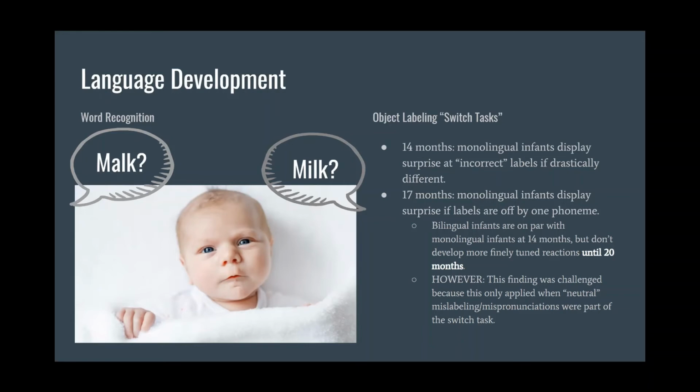In object labeling tasks, a monolingual infant will typically show surprise if an object is called by a grammatically incorrect label at around 14 months. By 17 months, they will show surprise if pronunciation of the label is off by a single phoneme. This second capacity does not develop for bilingual infants until around 20 months. However, some argue that this may be an adaptive strategy for bilinguals and demonstrate their capacity to hold both language systems in mind.